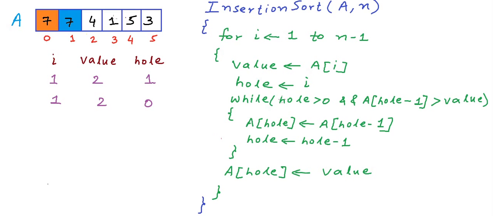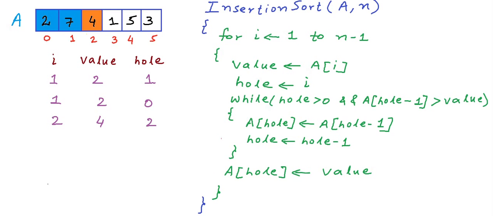And now in the while loop this condition will be false. Hole is equal to 0. So we will come here. We will fill up 2 at this particular position at index 0. And now i will be incremented. So value will be 4 and hole will be index 2.